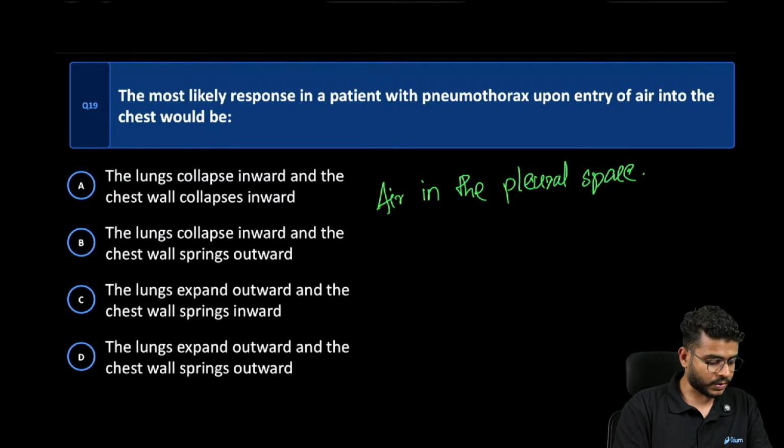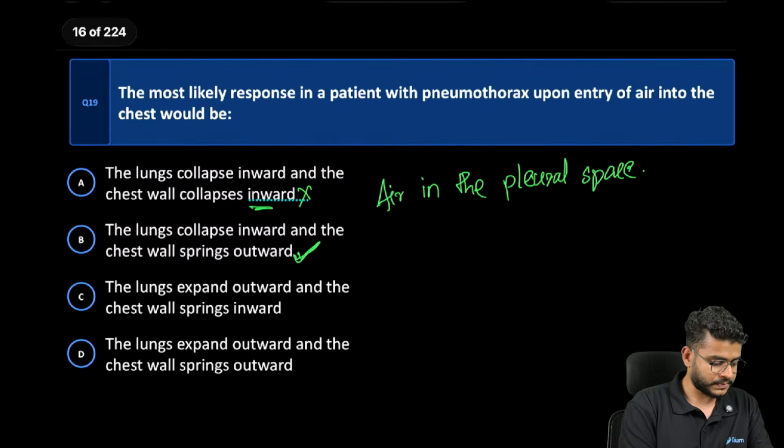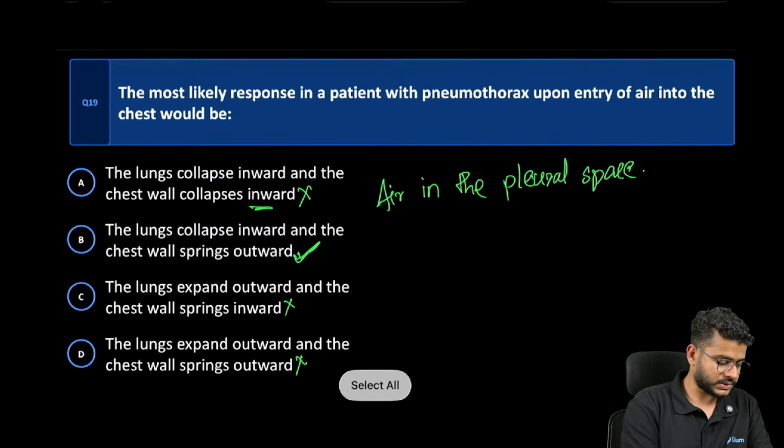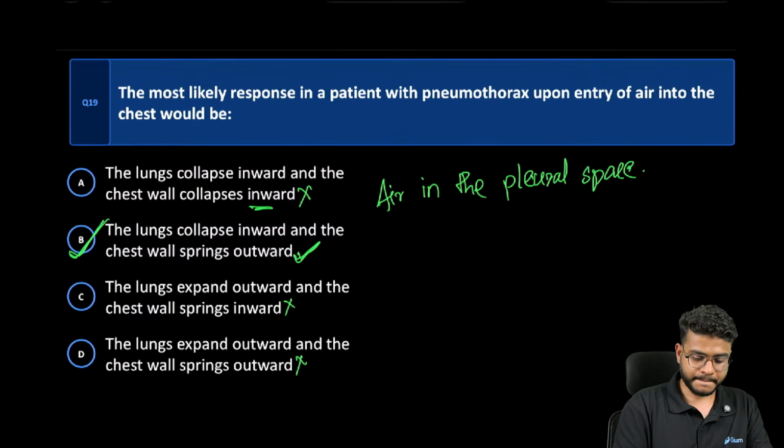The lung collapses inward, that is right, and the chest wall collapses inward. No, that is wrong. The lung collapses inward and the chest wall springs outward. Yes, that's correct. The lung expands outward. No, the lung does not expand outward. The lung expands outwards. No, this is also wrong. So the correct option is option B. Clear?